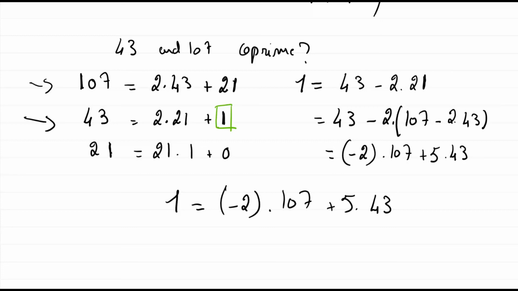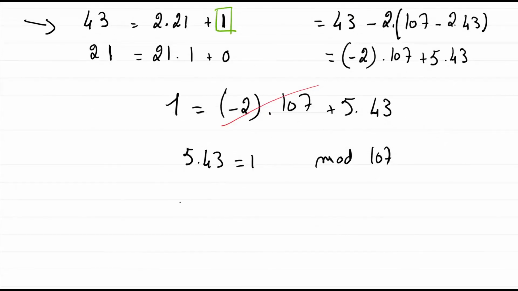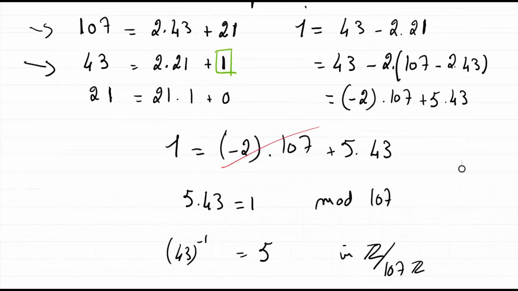But if I'm looking at things modulo 107, all this is 0. It's the same thing as 0. And I can write that 5 times 43 is 1 modulo 107. So what's the inverse of 43? It's 5, in the set of integers modulo 107. And this algorithm runs quickly. In fact, here it ran too quickly. We had just 2 steps. The Euclidean algorithm finished in just 2 steps. But in general, it runs quickly.